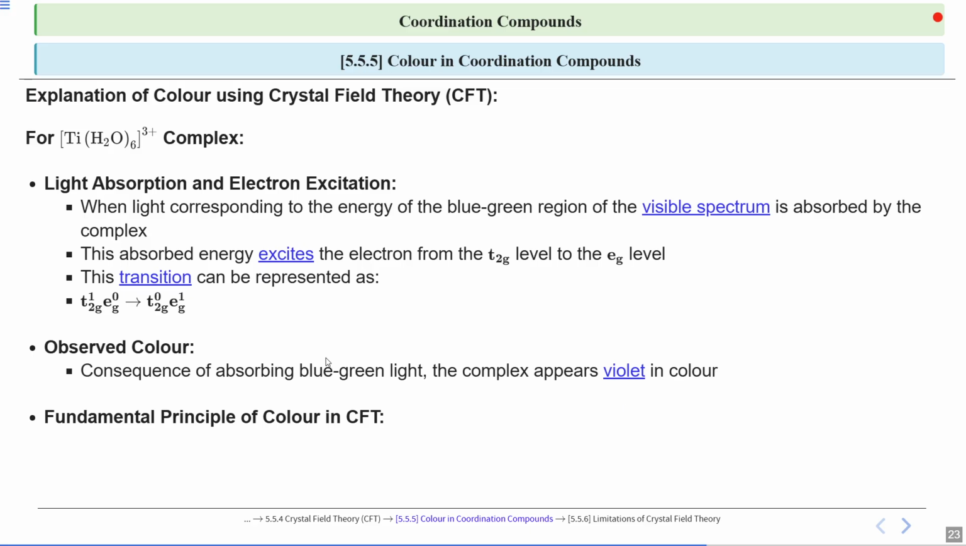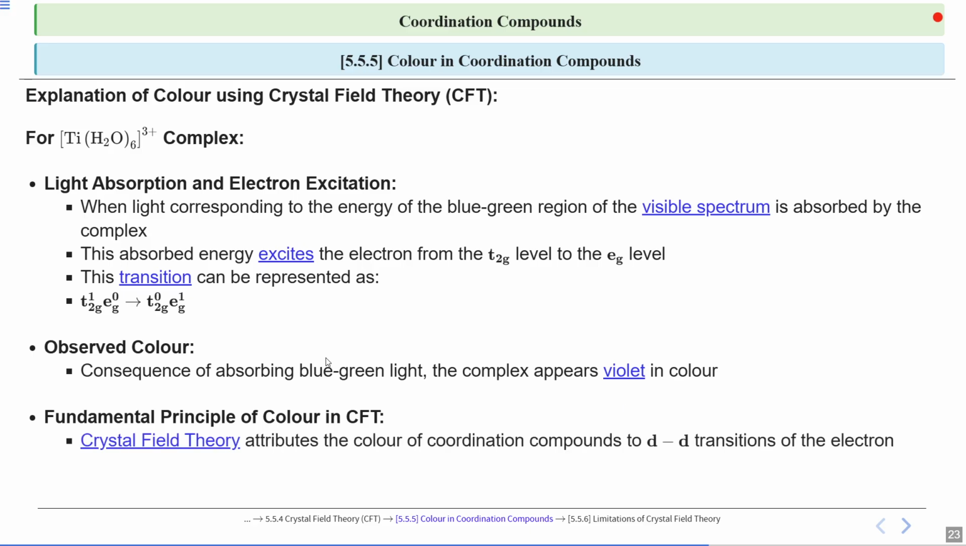Fundamental principle of color in the crystal field theory. Crystal field theory attributes the color of coordination compounds to d-d transition of electrons. So crystal field theory is going to explain the color of coordination compounds with the help of d-d transition of electrons. If you understand the d-d transition, then crystal field theory is going to tell you what is going to be the color of the coordination compounds.